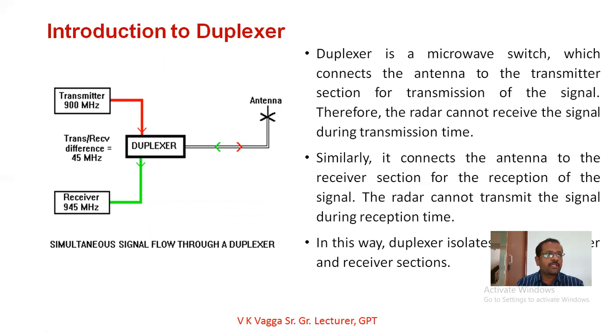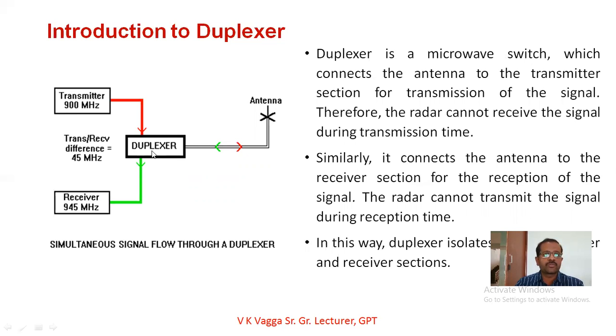What do you mean by the duplexer? It was already explained in the previous classes also. It also acts as a switch, and it can give the alternate connection between the transmitter and the receiver for an antenna. So the duplexer is a microwave switch.